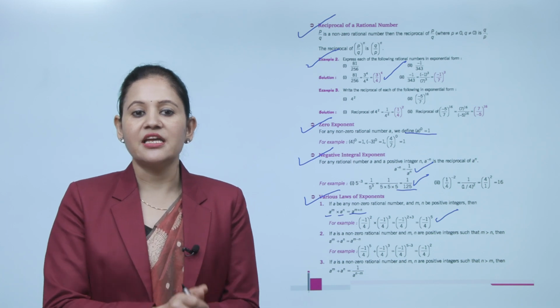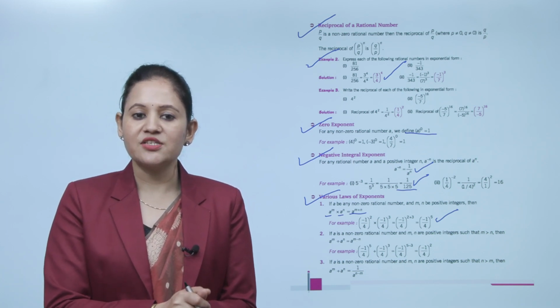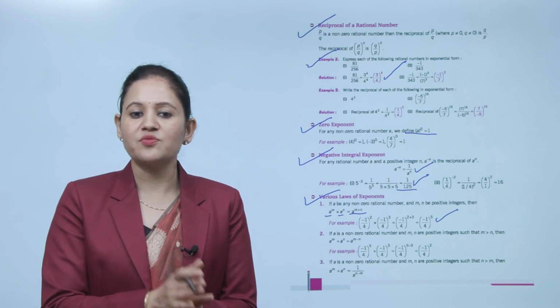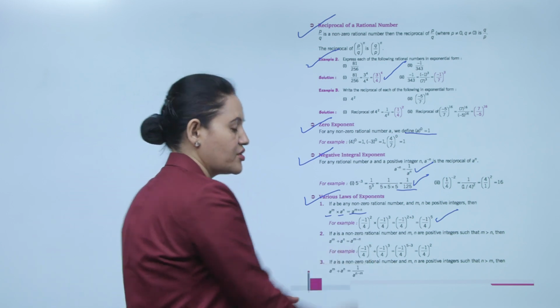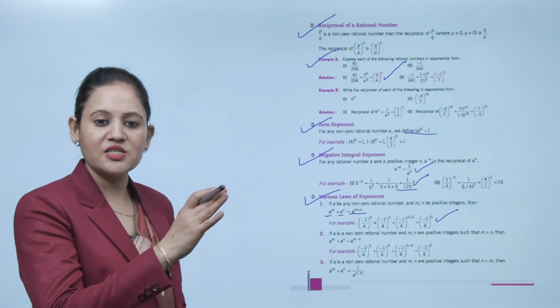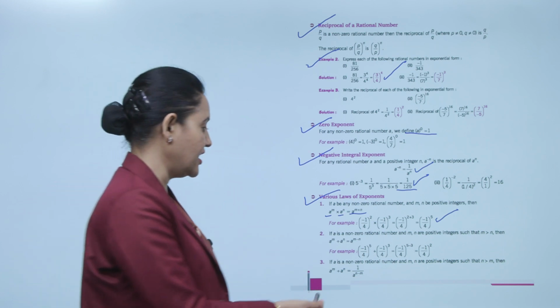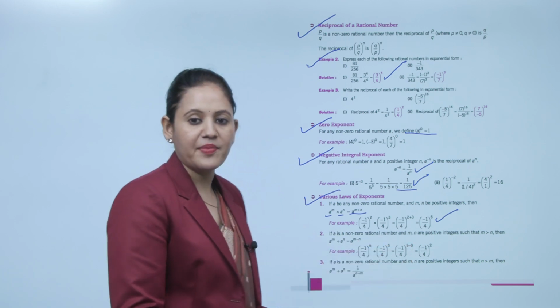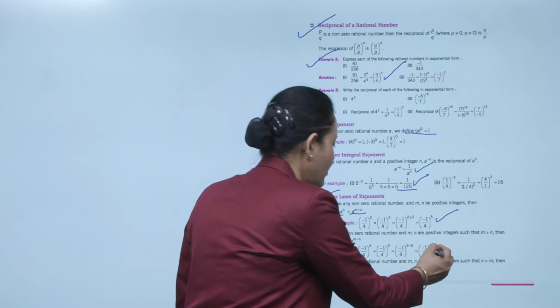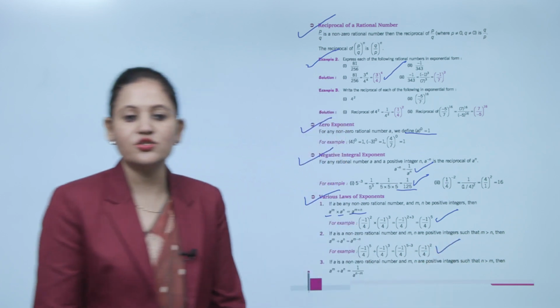If a is a non-zero rational number and m and n are positive integers such that m is greater than n, then a to the power m divided by a to the power n is equal to a to the power m minus n. Suppose (minus 1 upon 4) to the power 5 divided by (minus 1 upon 4) to the power 3. So we can write it as (minus 1 upon 4) to the power 5 minus 3, that is equal to (minus 1 upon 4) to the power 2.